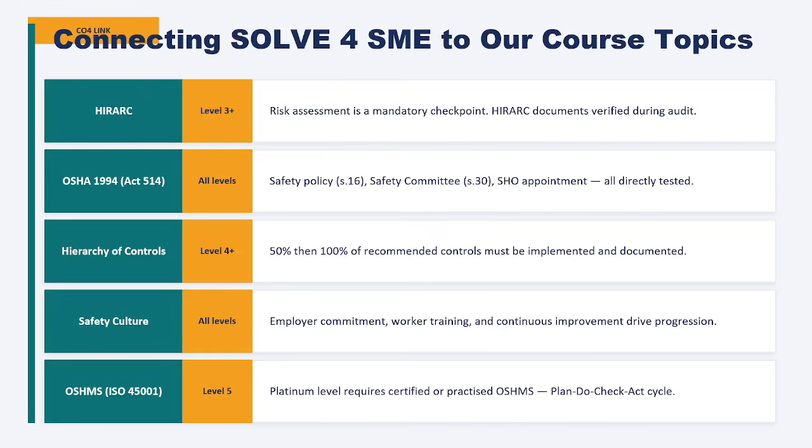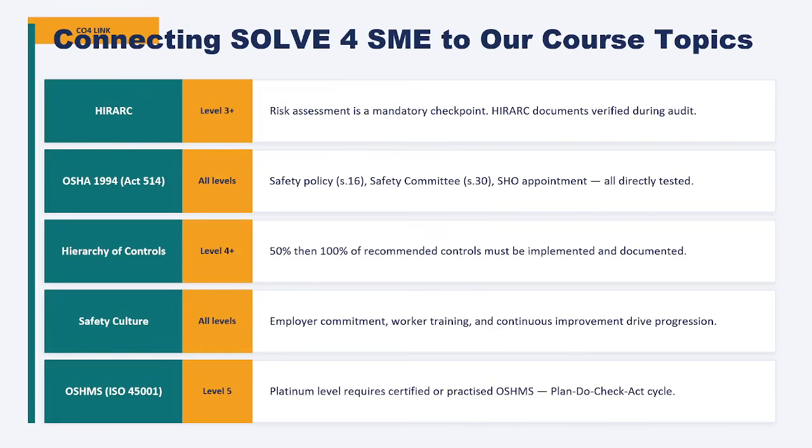OSHA 1994. Sol 4 SME is built on this act. The safety policy required at Level 2 references Section 16. The Safety and Health Committee at Level 2 references Section 30. The requirement for a safety and health officer in certain industries is assessed in the OSHWA documentation audit.